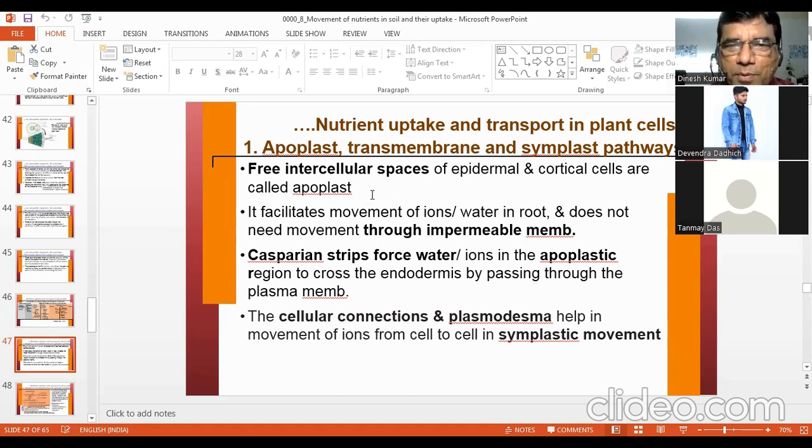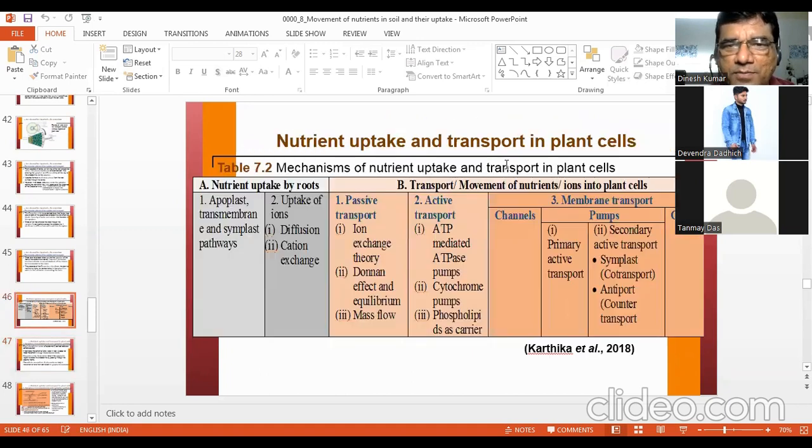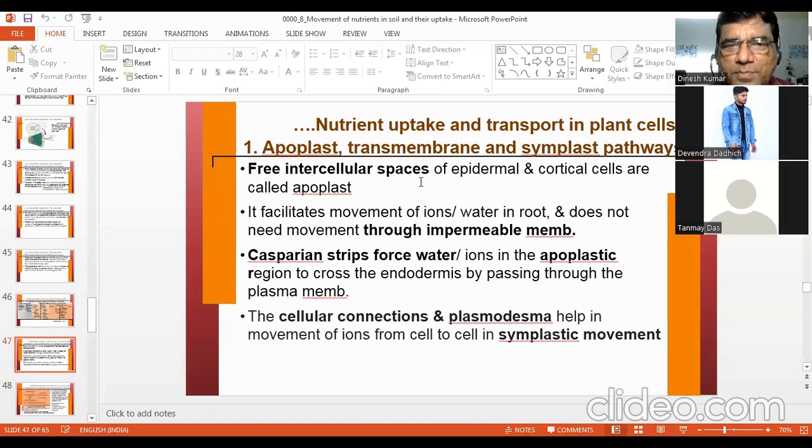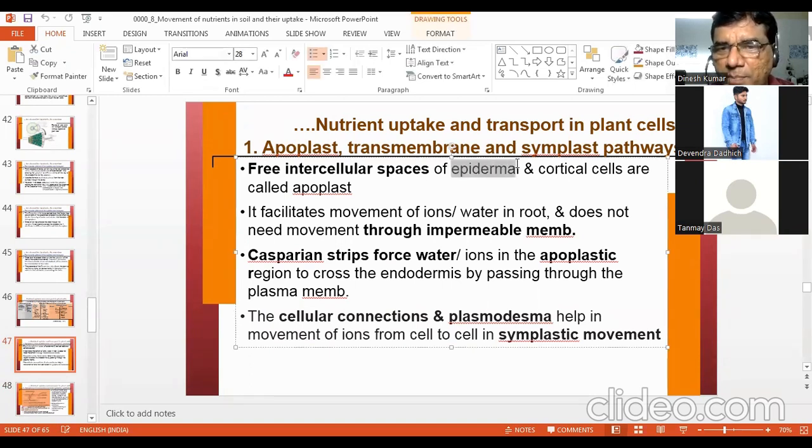So let us see how the apoplast, transmembrane, and symplast pathways happen. This is nutrient uptake by root: apoplast, transmembrane, and symplast pathway. Free intercellular spaces means some spaces are available between two cells. Free intercellular spaces of epidermal and cortical cells are called apoplast. You got the meaning of this apoplast. So these are your apoplast.